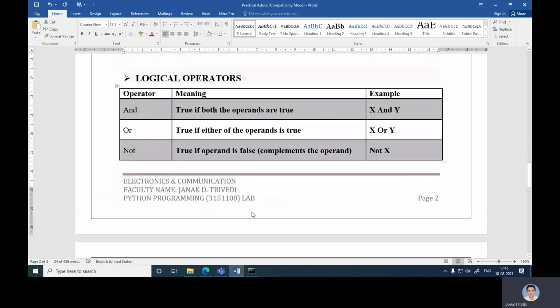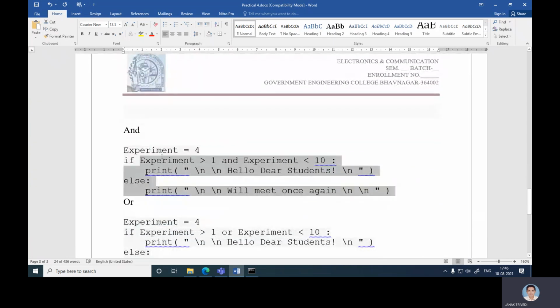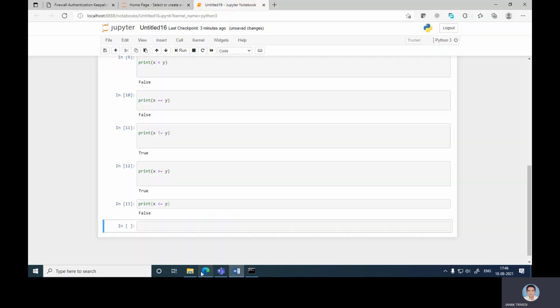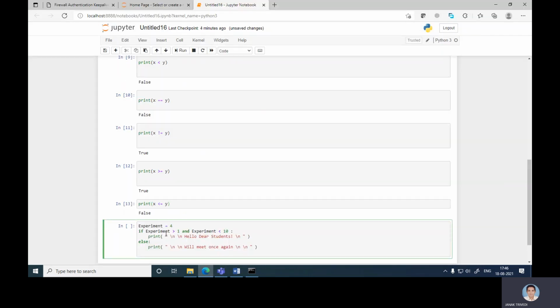Now last one is logical operators, that is and, or, and not. And is true if both the operands are true, or is true if either of the operands is true, and not is true if operand is false. So these are the explanations for example of x and y, x or y, and not x. Okay, so we'll discuss this with the help of this basic example. This is experiment equal to 4. If experiment is greater than 1 and experiment is less than 10, okay, so experiment equal to 4 is defined. So whether both the conditions are satisfied at the time? Yes. So then print hello dear student. Otherwise we will meet once again.